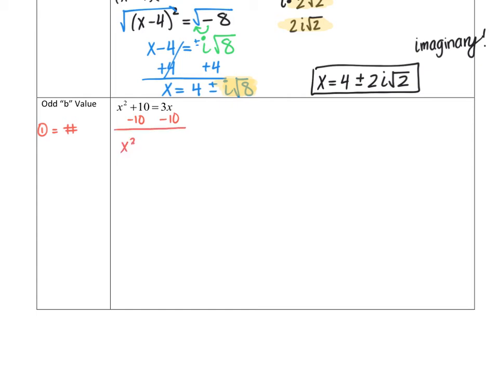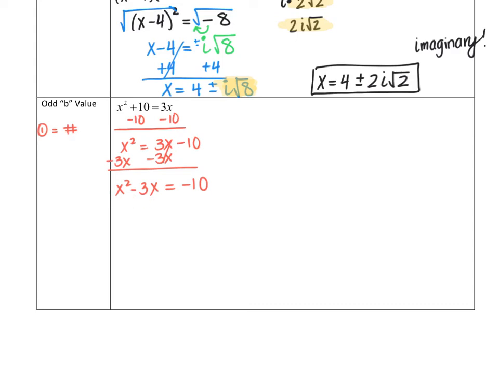So we have x squared equals 3x minus 10. We actually have to move this 3x to the left side. So we have x squared minus 3x and then equals -10. So step 1 is complete, we set it equal to the constant. Everything else is on this side.